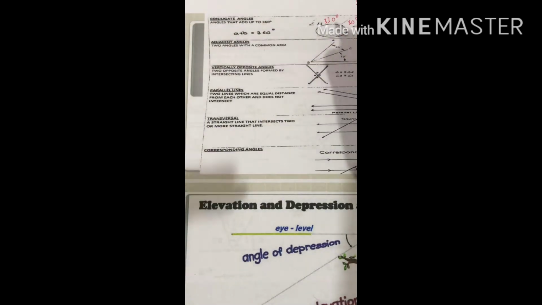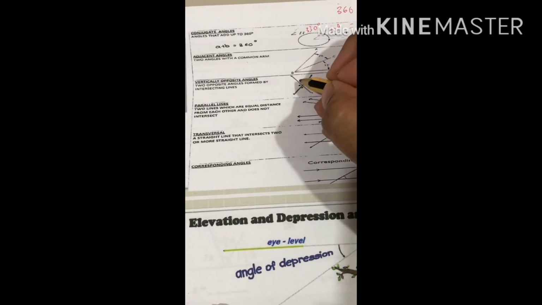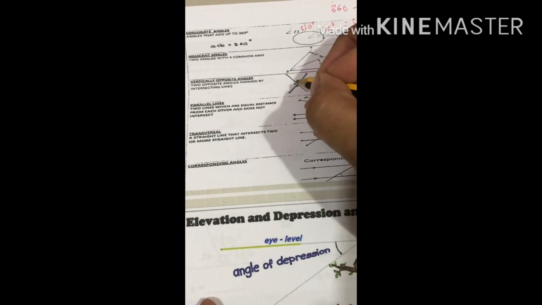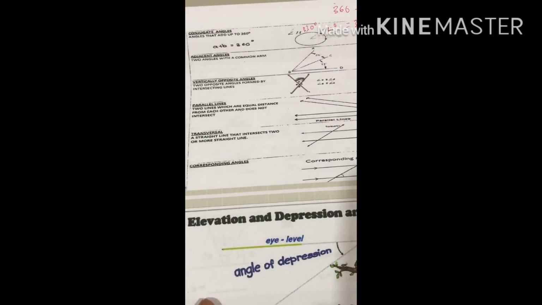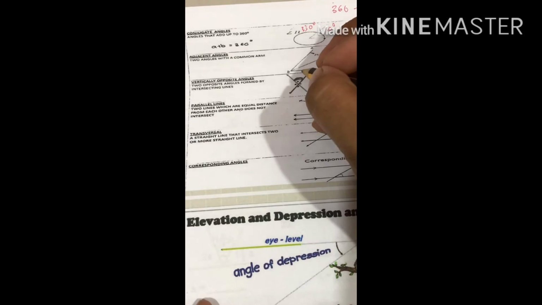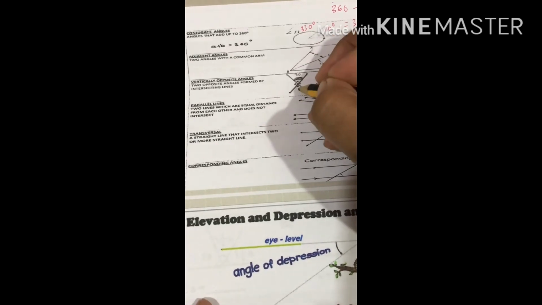Okay, so what's the meaning of vertically opposite angles? That means opposite angles have the same angle. That means if, let's say, here is equal to 70, then the opposite angle is also 70. Okay, the opposite angle is also 70.